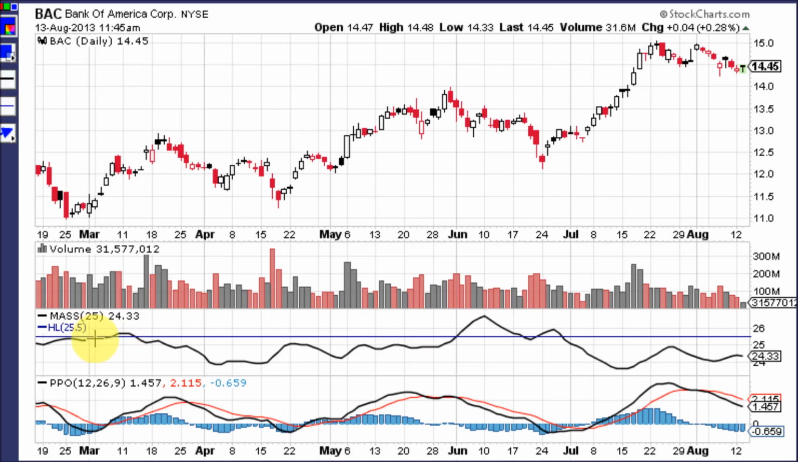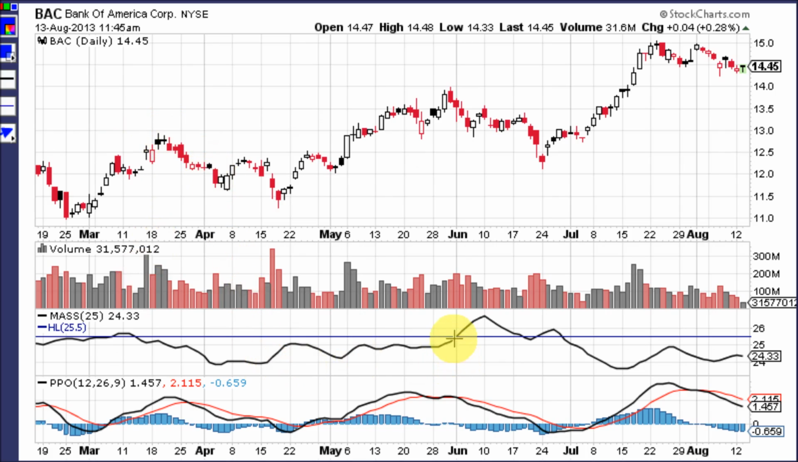Let's talk about this first one. Mass index was below 25.5, then crossed up through it, and then immediately back down through it. PPO said at that time it was a buy. The price action was forming a bullish cup and handle chart pattern that broke above neckline resistance right there on huge volume, but a number of reversal candlesticks turned up right here and the stock fell.